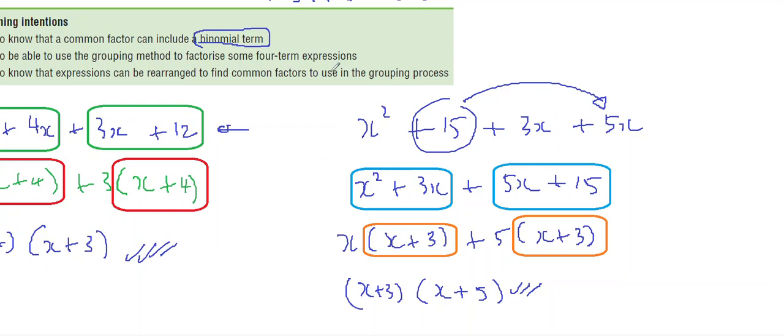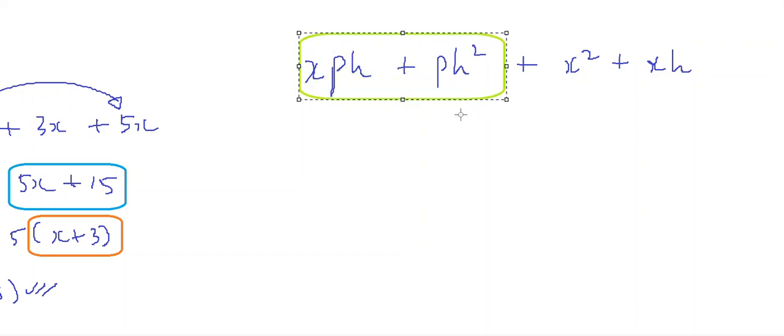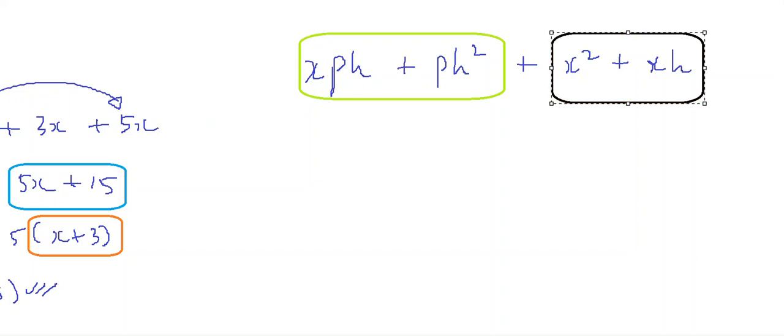I can group things together that might help me. So I've got these 4 terms: xph plus ph squared plus x squared plus xh. If I look at the first 2 terms, I can see that I have a common factor of ph. If I look at the second 2 terms, I've got a common factor of x. So let's take that common factor out and see what happens.